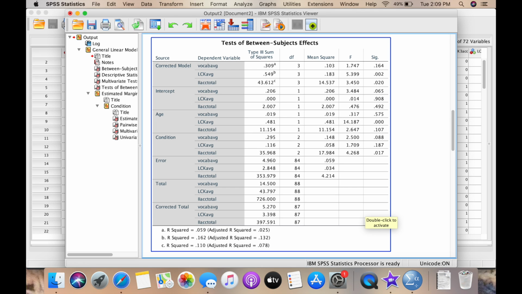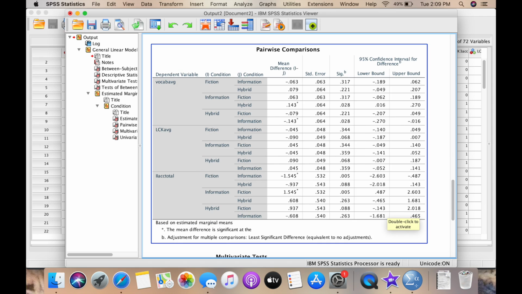Now, we're not done yet, though. Of course, within condition, we had 3 groups: fiction, information, and hybrid fiction information. So what that means is we still don't know exactly where the difference is. We know that there's a difference in generalization, but we don't know if the information book did better than the fiction book or vice versa, or what the hybrid book did at all. So in order to answer that question, we have to go to the next step.